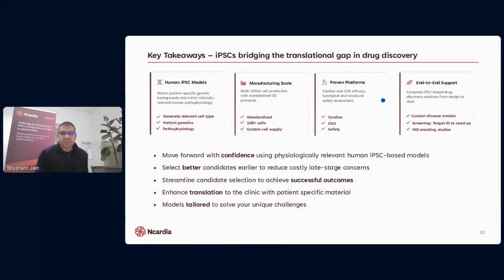So, to summarize the key takeaways, iPSCs and really bringing the human biology is critical in bridging this translational gap in drug discovery. I think at virtually all stages of that drug discovery pipeline.